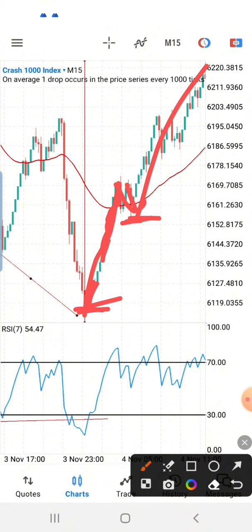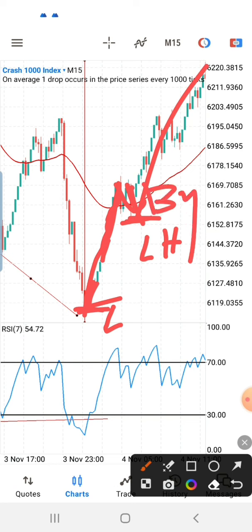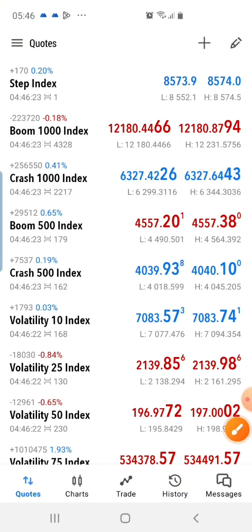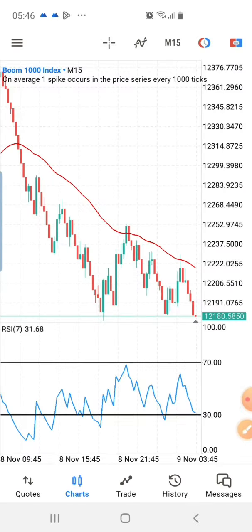You don't just buy because the price has cleared that EMA point. You need to wait for the price also to retest the EMA. As the price is retesting the EMA, the price is also creating another low, which is a higher low. Once you see that, that's the point you are going to be buying. So you're going to be buying at this point. Okay, let's see more examples. This is Crash, so let's go to Boom 1000.